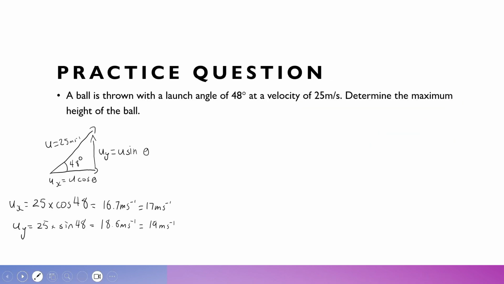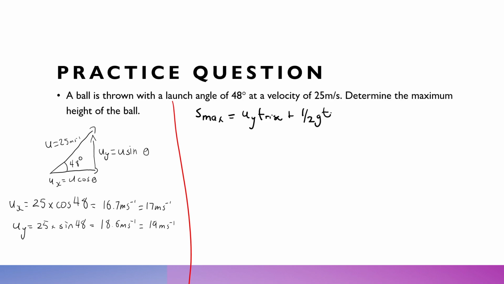So in our practice question, again, we have our same ball. It's being thrown at an angle of 48 degrees at a velocity of 25 meters per second. In this question, we need to find the maximum height of the ball. For this question, there's only 2 variables that we need to take into account to calculate for the maximum displacement. There's uy, which we've already calculated in our initial velocity question in the previous video.